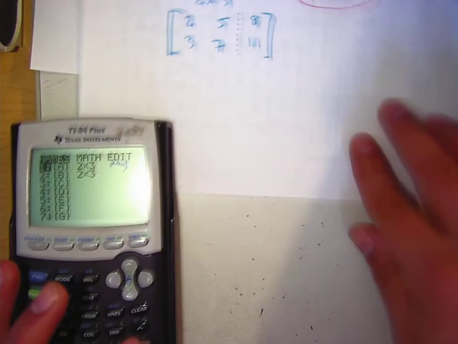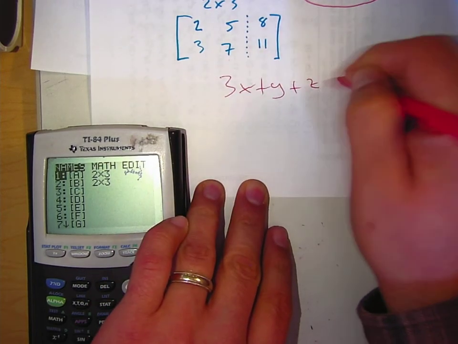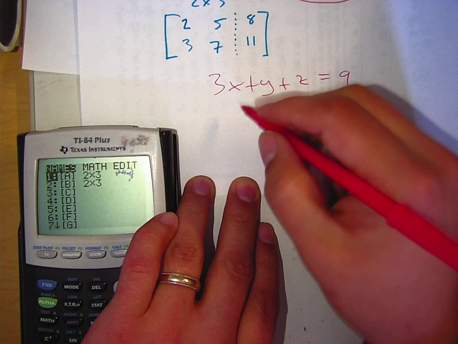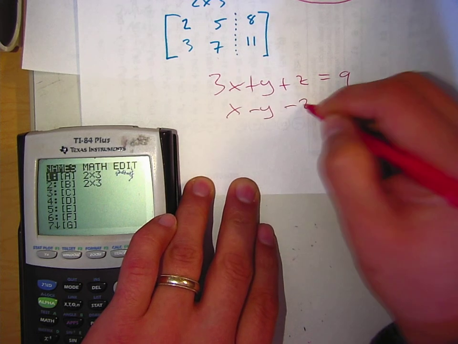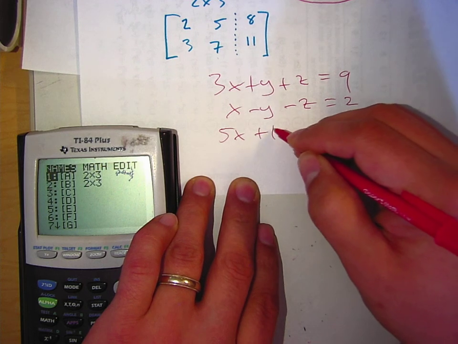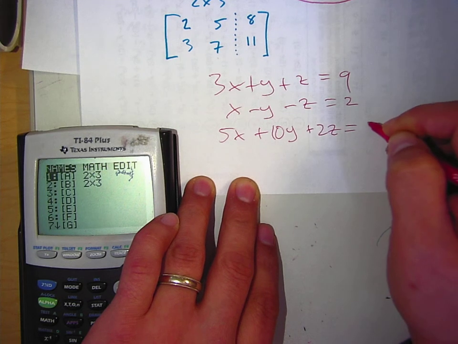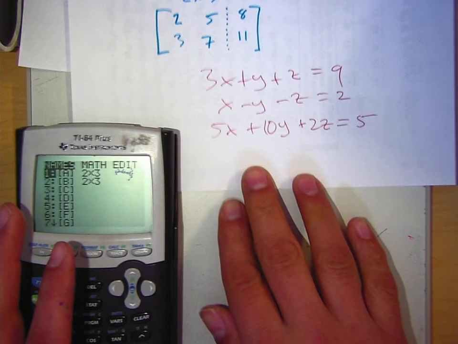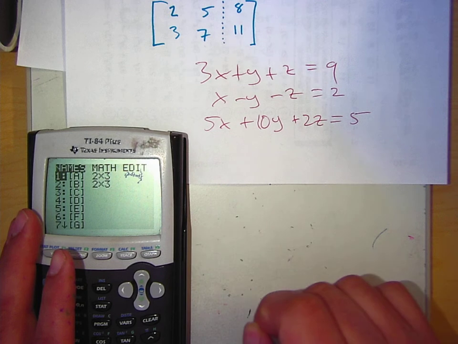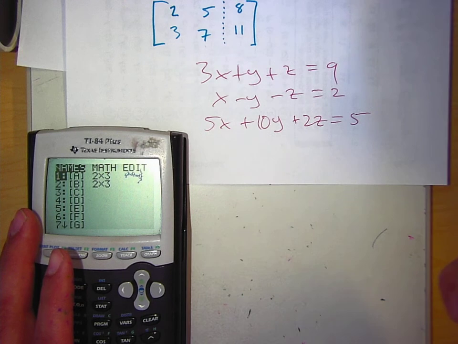if you go in here and we have a 3 by 3 equation, like 3x plus y plus z equals 9, this is probably going to have ugly answers because I'm just making them up. x minus y minus z equals 2. And then let's say 5x plus 10y plus 2z equals 5. Okay? How would I program this matrix into your calculator? It's a 3 by 3 on this side, but remember we have the answer column, so it's 3 by 4, right?